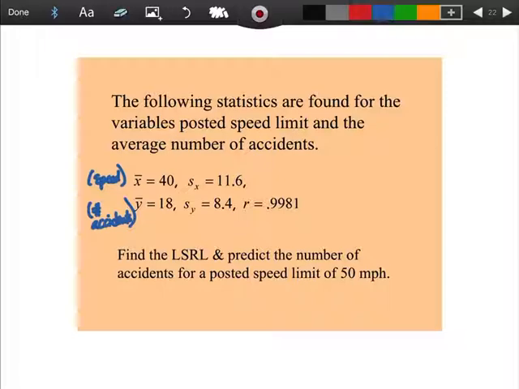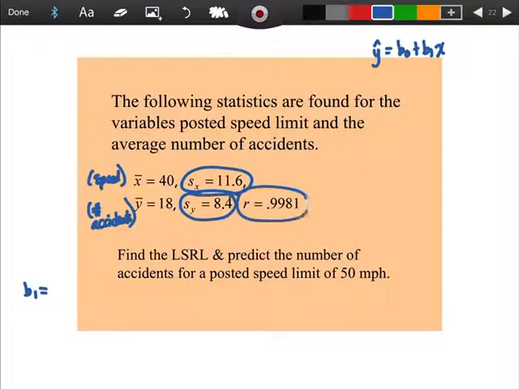Accidents depend on the speed limit. Accidents are our y and speed is our x. We're going to calculate the least squares regression line, so we need y hat equals b0 plus b1x. First things first, we need to calculate slope.